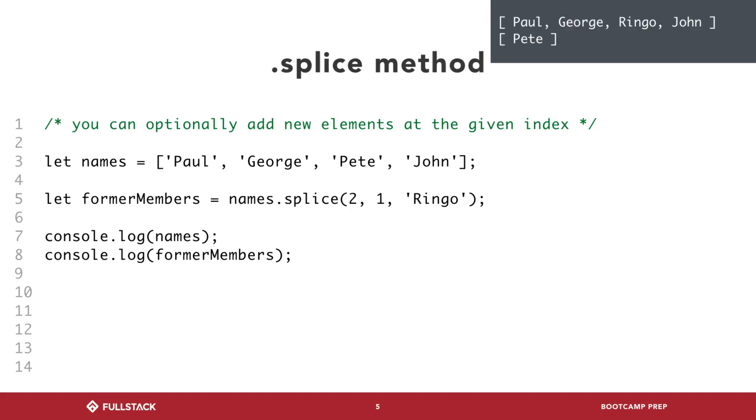So in this case, I have an array of the original members of the Beatles. It has 4 names in it, and I do names.splice. The first argument, once again, is where I start, which is 2, so the third element. And I'm saying, hey, let's take away 1 element starting at the third element. So I take away the third element. And then, while I'm still at this point between the second and third element, I insert whatever my third argument is. In this case, my third argument is Ringo.